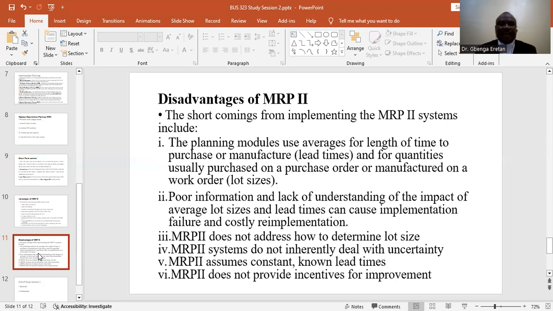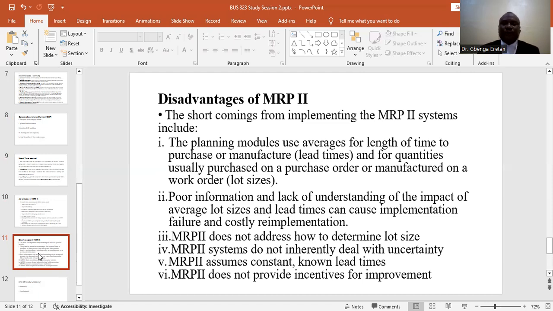Number 5 is that MRP 2 assumes constant and known lead time. When you talk about constant and known lead time, MRP 2, which is the material requirement planning, believes that it knows the time at which a product will be ordered, and it also knows the time that the product will be supplied. And this presumption may be wrong, because you cannot know the mind of another person. So MRP 2 assumes constancy by presuming to know the lead time, which is the time at which a product will be ordered and the time at which it will be supplied.